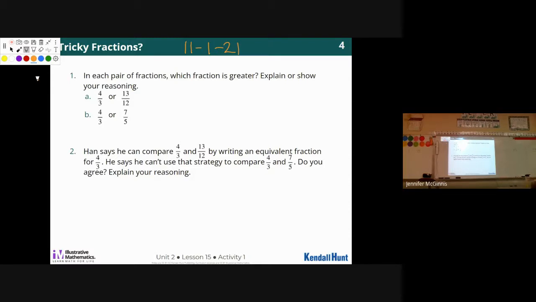All right. So, at the top of your notebook for today, I want you to have some thoughts for these two things, A and B. I'm going to give you a pretty short amount of time, like 2-minute think time. Jot down some thoughts for 4/3 and 13/12, and then also for 4/3 and 7/5. Write it down.